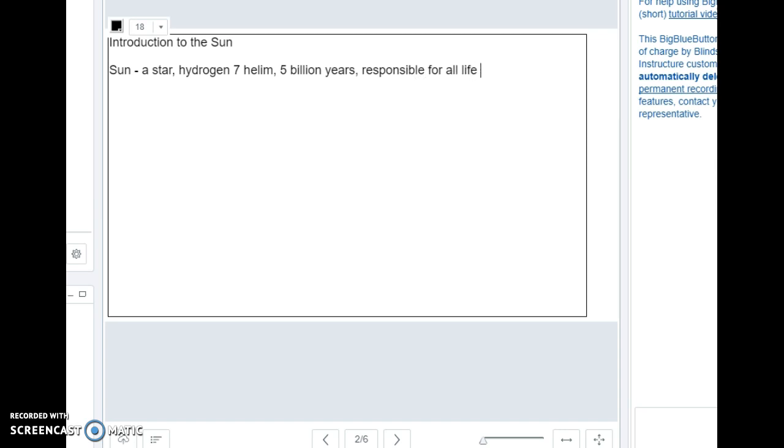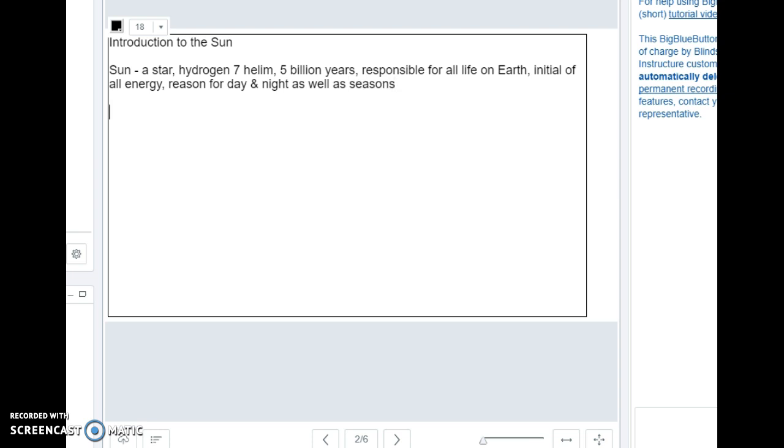for all life on Earth. It is the initial source of all energy and is the reason for day and night as well as seasons. So the sun is responsible for all of those things.